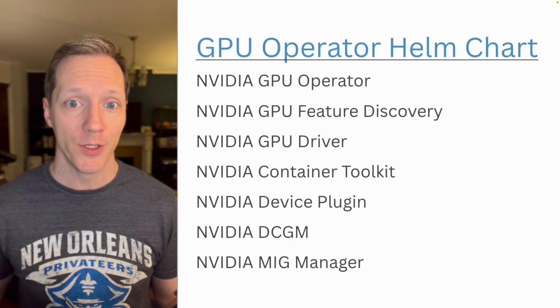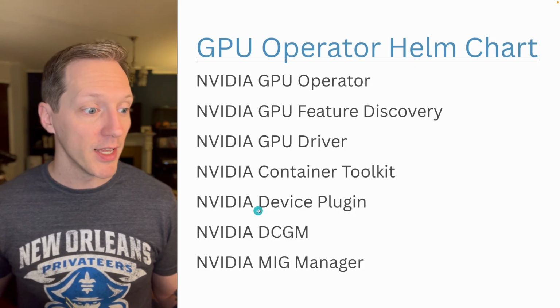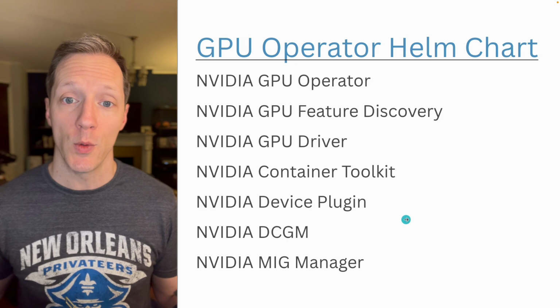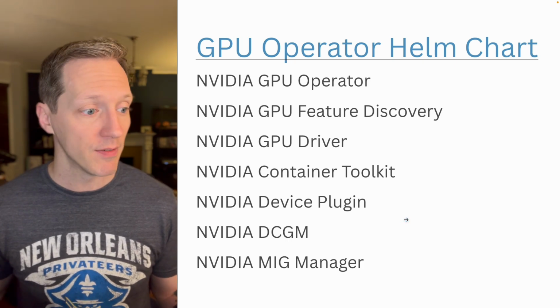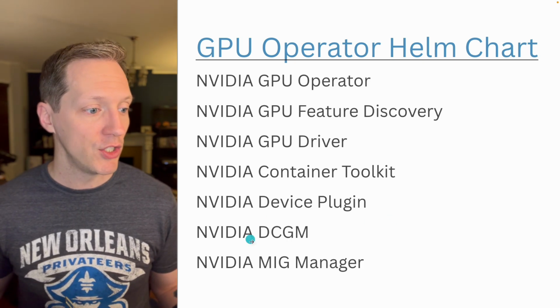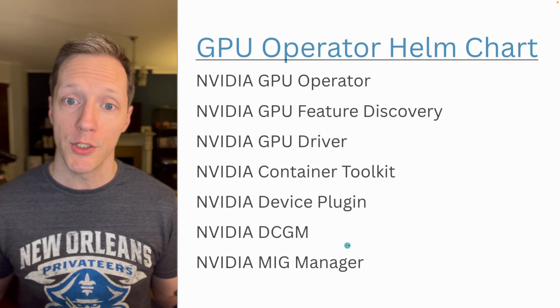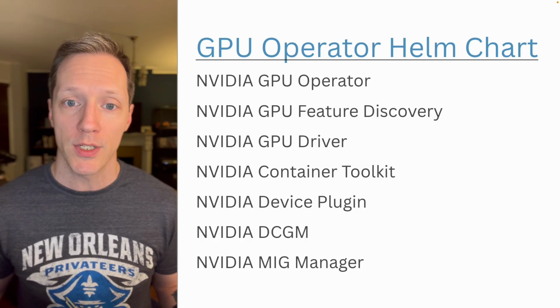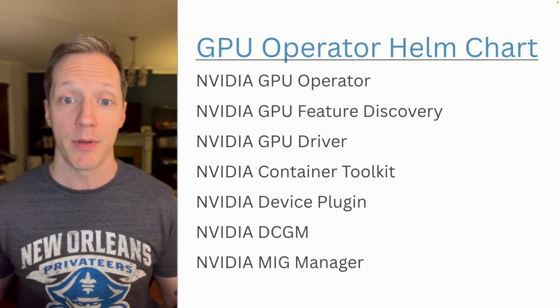This handles all that for you. Then there's the device plugin. This is where we actually extend Kubernetes, right? This is where we say, here's how you handle GPU requests, is in that device plugin. Then we have DCGM, Data Center GPU Manager, that handles observability metrics for us if we want to get into that, and that's a topic for another video.